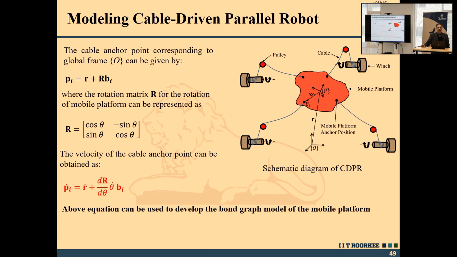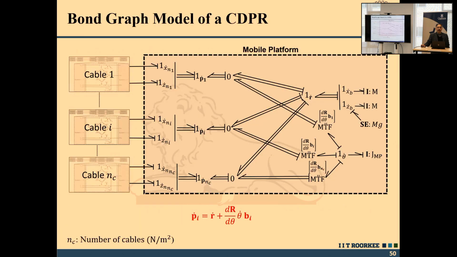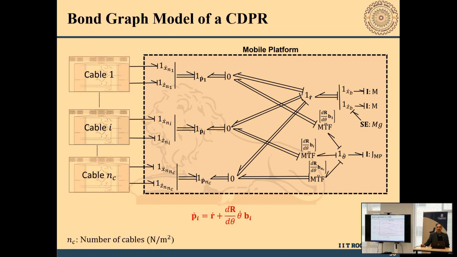Of course, this is a very simple relationship. The position is R plus R into B_i, where R is the rotation matrix and B_i is this vector. So, from the position of this cable, we could take a derivative of it, find the velocity, and then create a model here. So, here are various sub models of the different cables, and here is the model for the mobile platform, where we considered the translational motion as well as the rotational motion of the mobile platform, and then these mobile platform motions are connected through the cables.